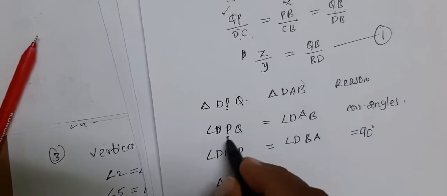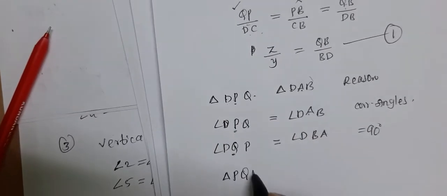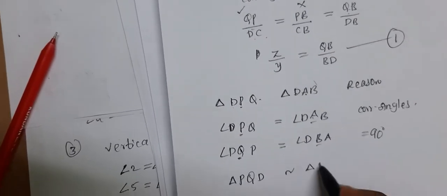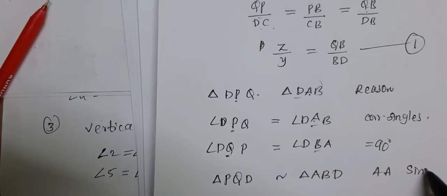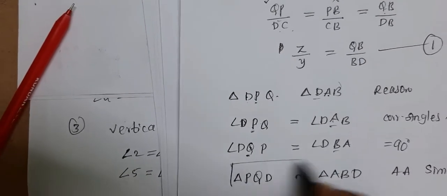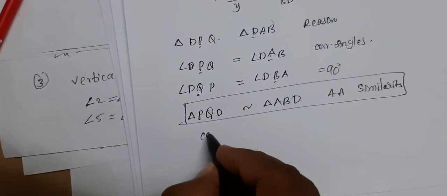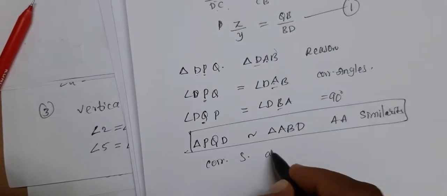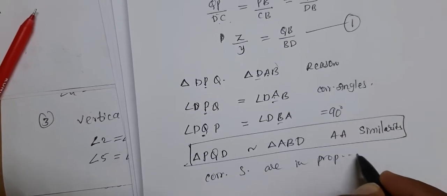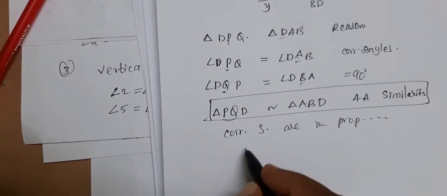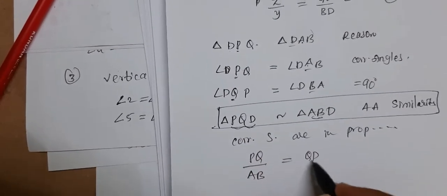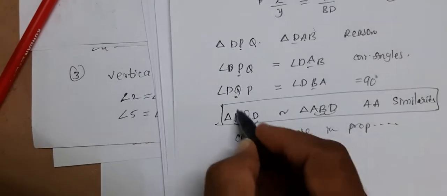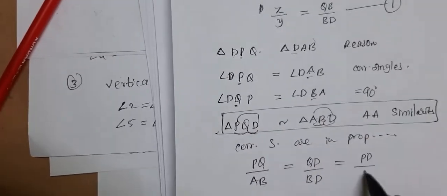Then take triangle middle letters, PQ, remaining D, similar to triangle AB, remaining D, A, by the similarity, right? Write the corresponding sides are in proportion, right? PQ by AB, QD by BD, BD by AD.